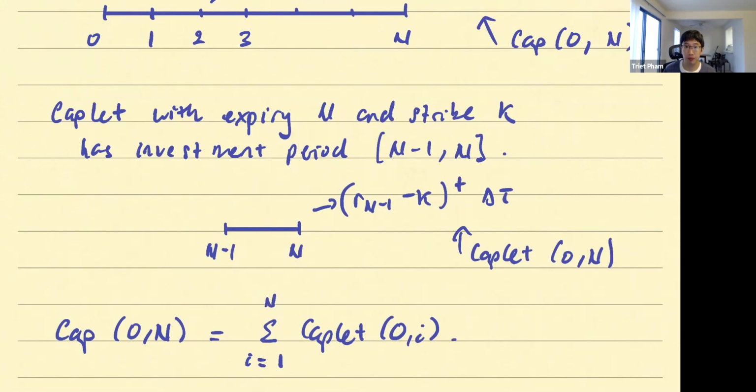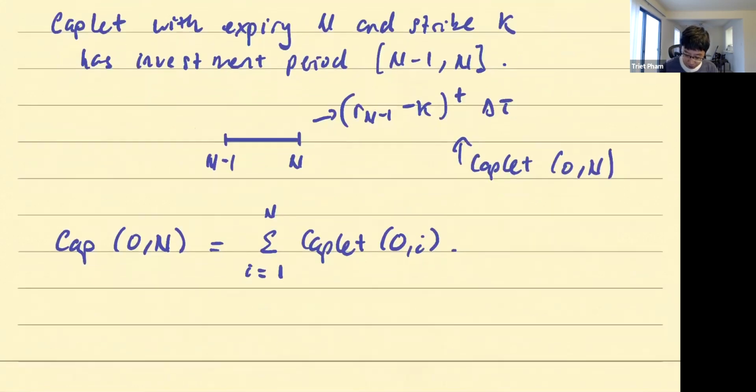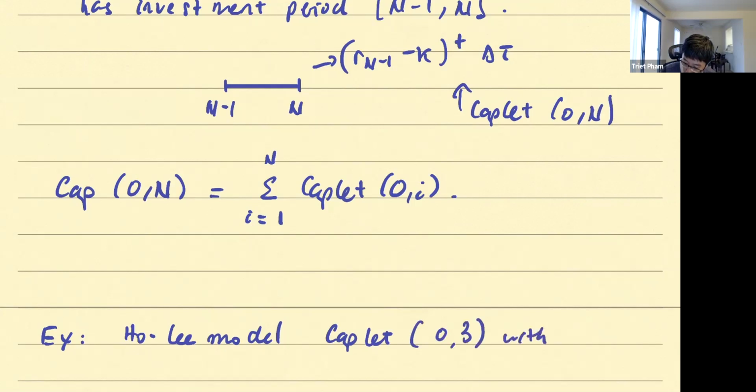Basically this simplifies the task. To price a cap, we just have to price the caplets and add them up. So let's look at one example, and the example is easy. Let's say we have the Ho-Lee model that we looked at before, and let's look at the price of a caplet 0.3 with strike K equal to 0.05.